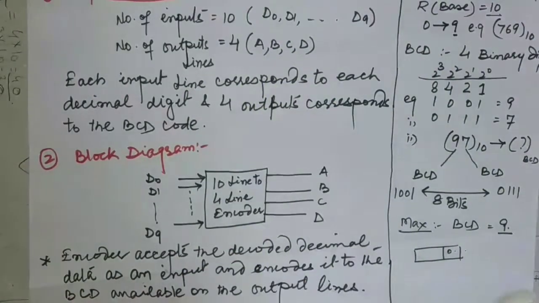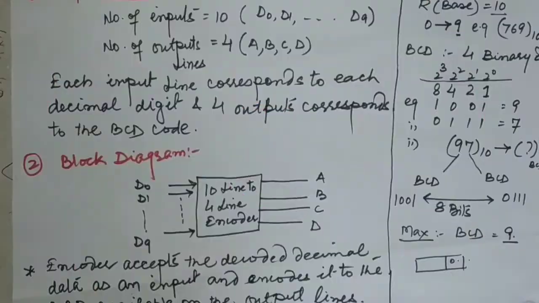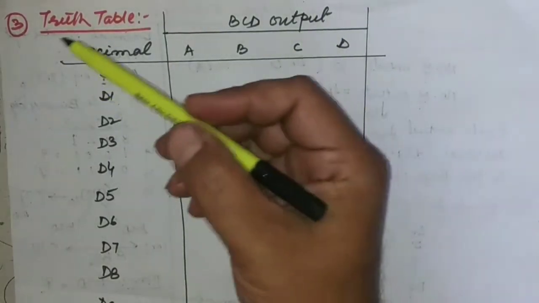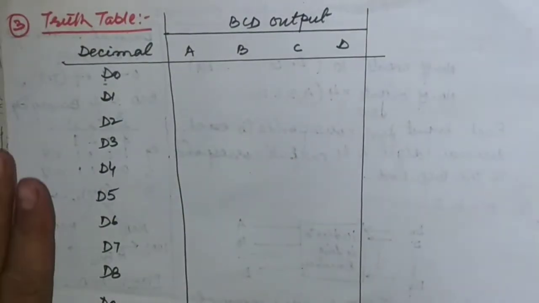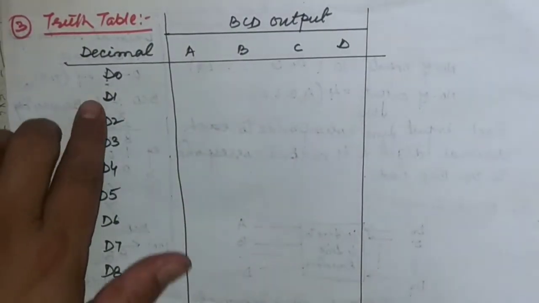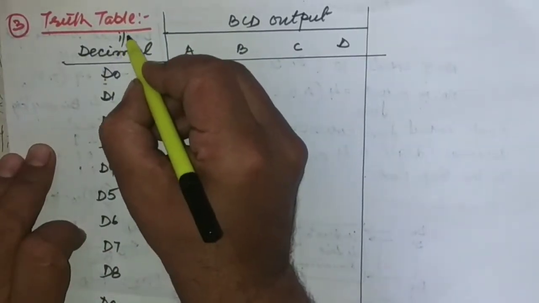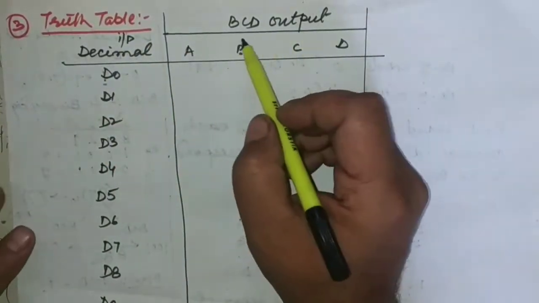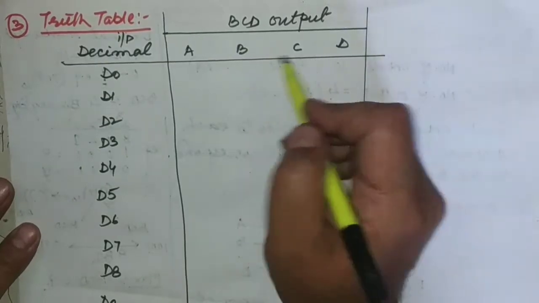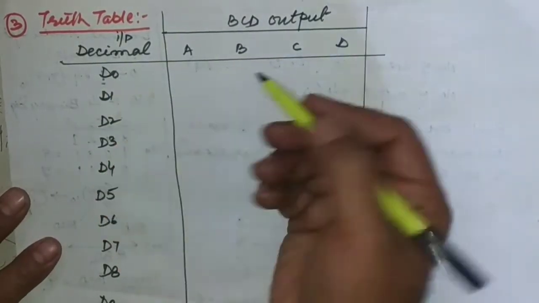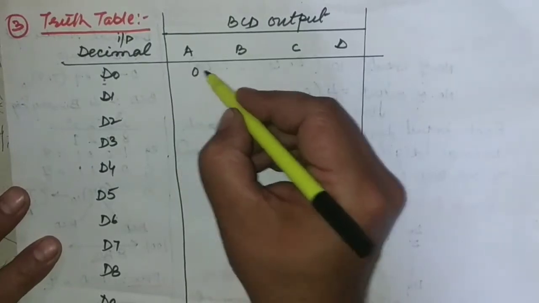Now the third point will be its truth table. Now this is the outline of the truth table. This is the input, which is in the form of a decimal number, decimal code, and this is the output, which is in the form of BCD for outputs A, B, C and D. So D0 means 0. So this is 0.